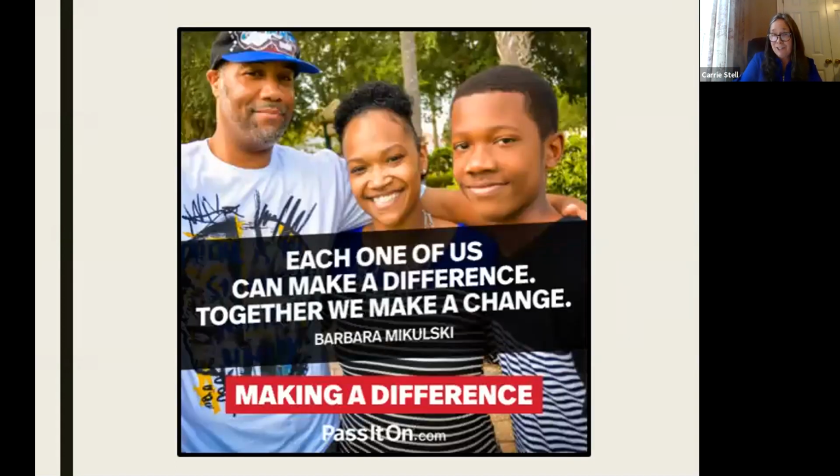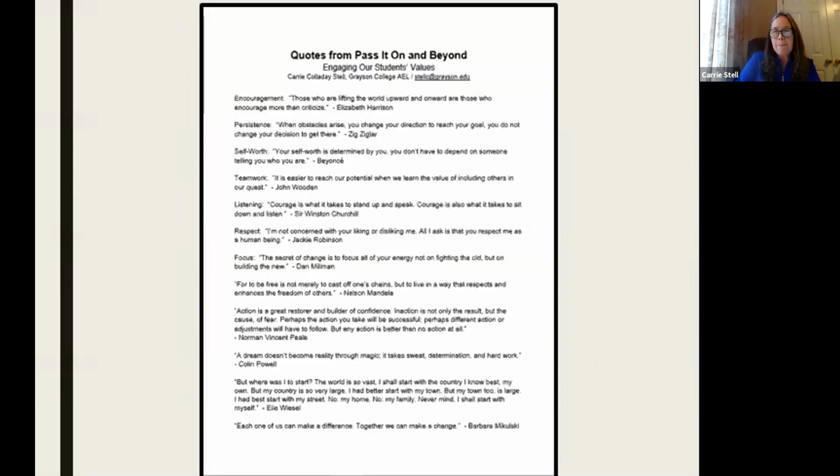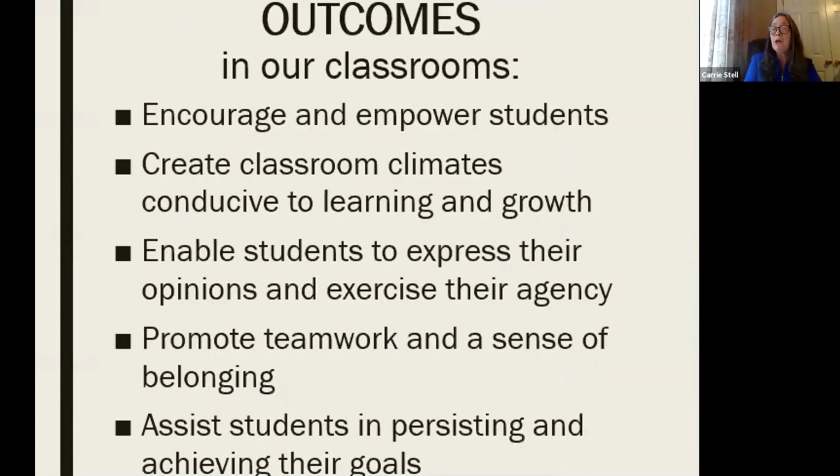And another quote advertising making a difference, from Barbara Mikulski: "Each one of us can make a difference. Together, we make a change." All of these quotes will be in your final handout that you get emailed. And finally, I want to go back to the beginning. This is where we started.